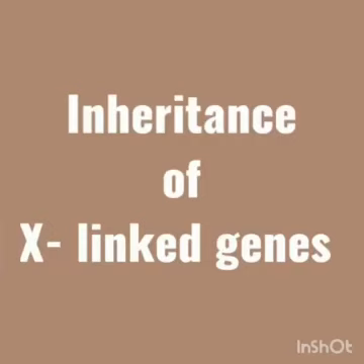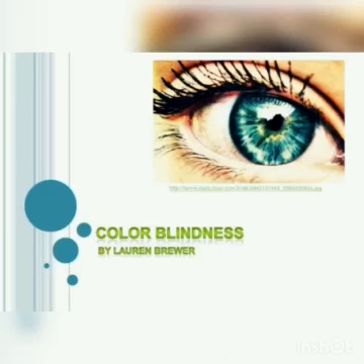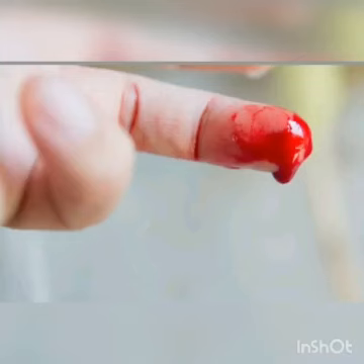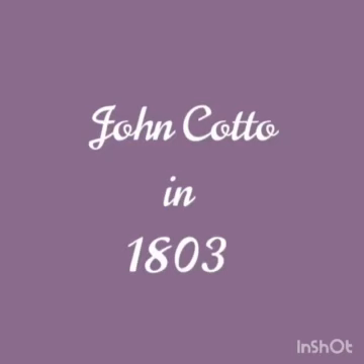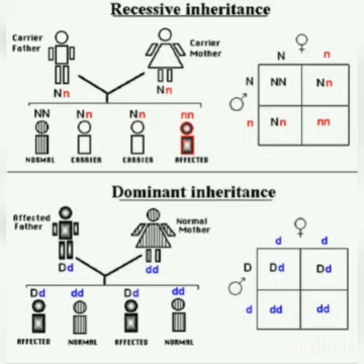Inheritance of X-linked genes. First we see the inheritance of X-linked genes. For X-linked genes, the best examples are hemophilia and color blindness. First we see hemophilia. Hemophilia is commonly known as bleeder's disease, which is more common in men than women. The hereditary disease was first reported by John Cotto in 1803. Hemophilia is caused by a recessive X-linked gene. There are two types, recessive and dominant. So hemophilia is a recessive X-linked gene.